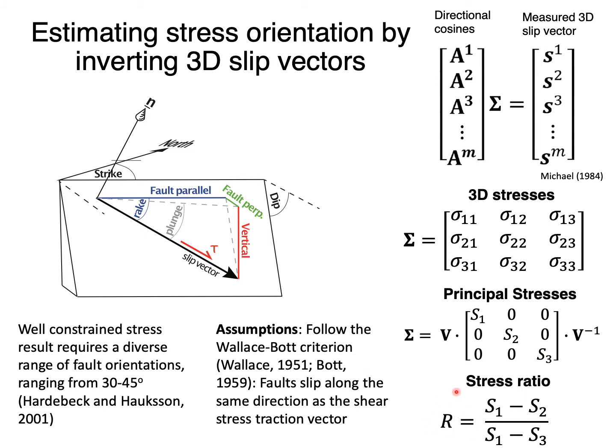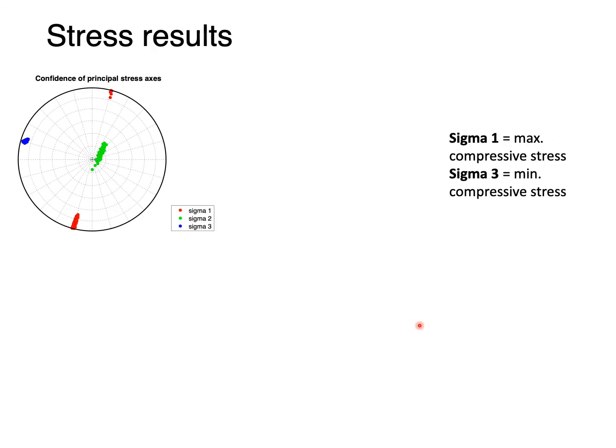And lastly, we can estimate the R ratio, which gives you an idea of the relative sizes of the different stresses. And we use that. That's a useful property because we can't estimate the stress magnitude. We only get the stress orientation. So this gives you an idea of the relative size of these different principal stresses.